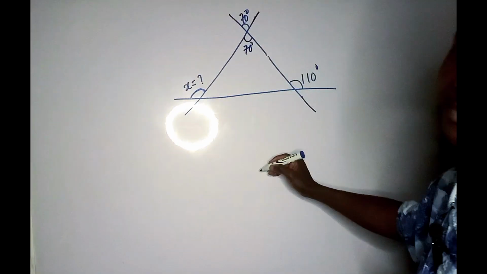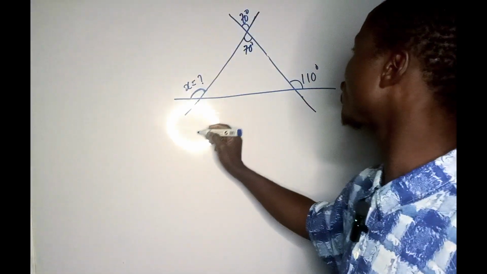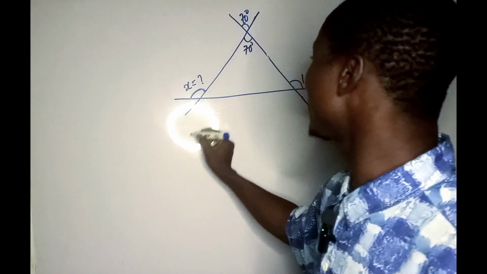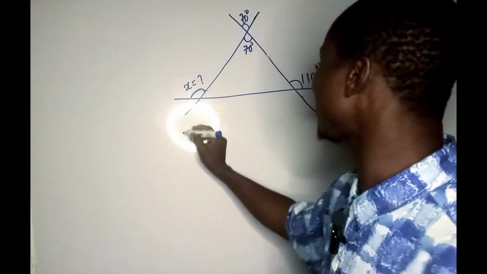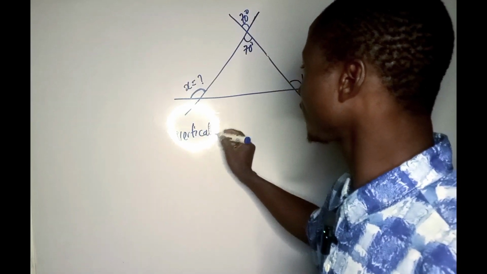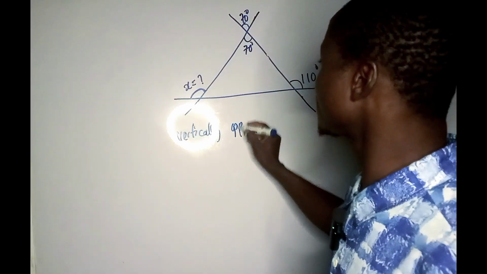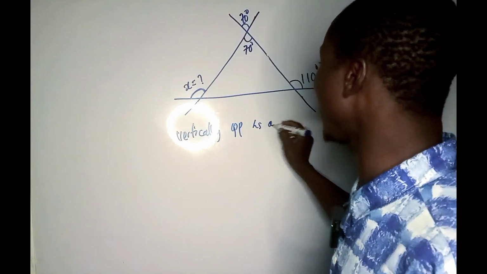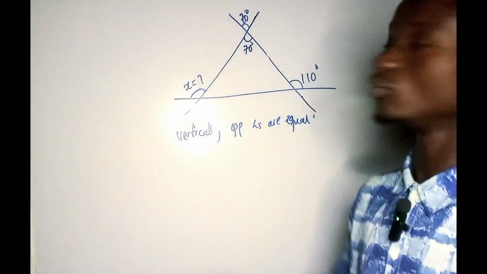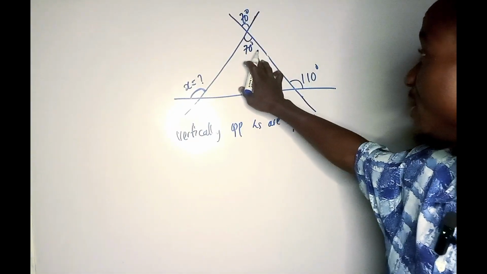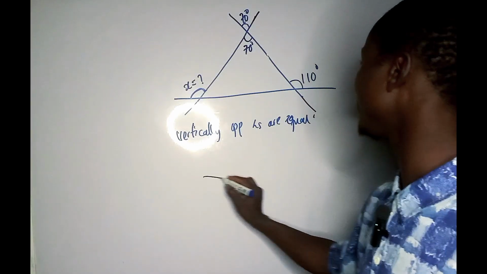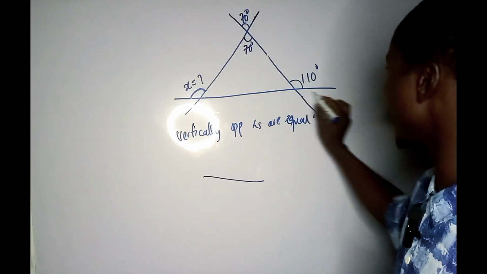70 degrees. Why? Because we have a theorem or a law which says that vertically opposite angles are equal. Now, which means here is what? 70 degrees. Okay? Now, this angle here, let us bring it out from here like this.